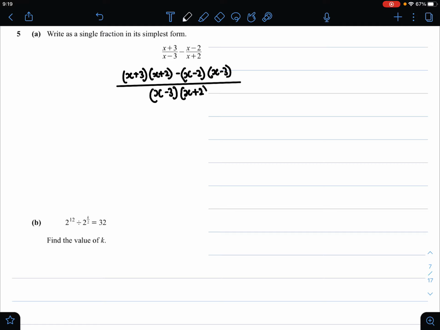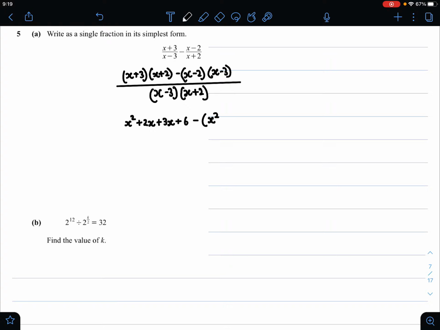Now the denominator you can leave as it is if you want. You can even expand it if you want because it will still be written as a single fraction. But the numerator you have to simplify it. So x multiplied by x will be x square. X multiplied by 2 will be plus 2x. 3 multiplied by x will be plus 3x. 3 multiplied by 2 will be plus 6, minus x multiplied by x, which is x square.